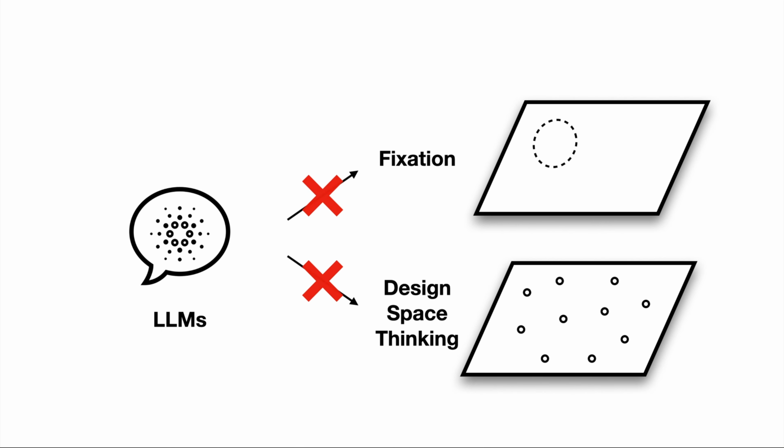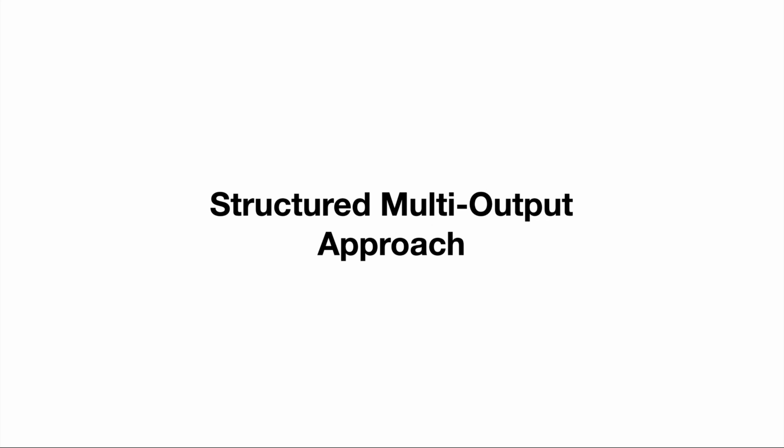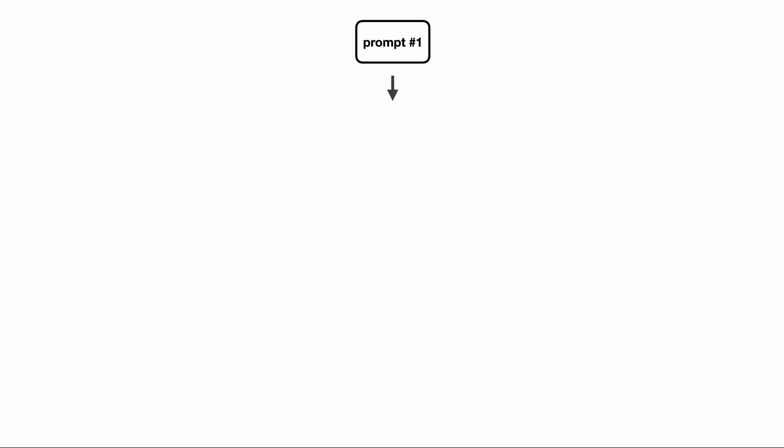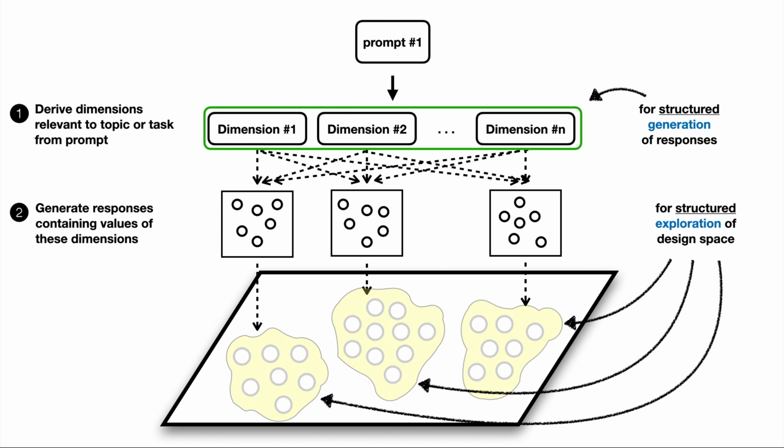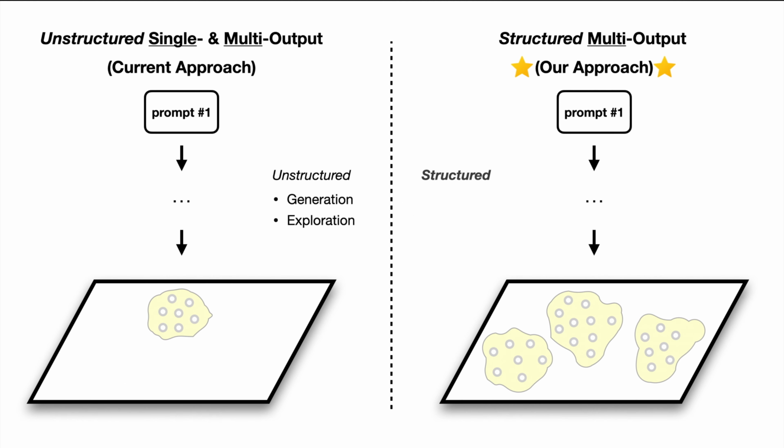So how can we leverage large language models to address fixation and encourage design space thinking in creative processes? We propose a structured multi-output approach. In this approach, when users prompt, we first derive dimensions relevant to a topic or task from the prompt. Then, we generate responses that contain values of these dimensions to enable users to explore the design space in a structured manner. By leveraging dimensions, we can support structured generation and exploration of design space.